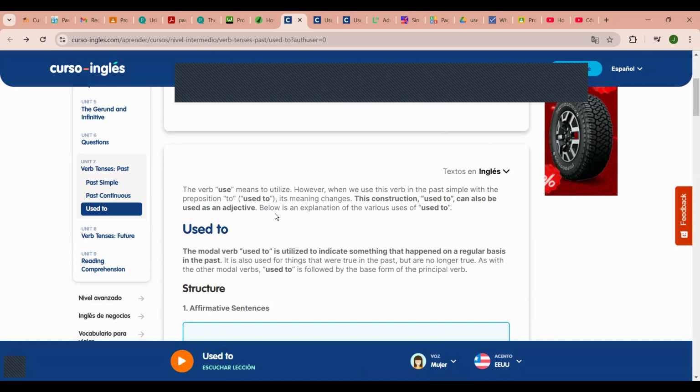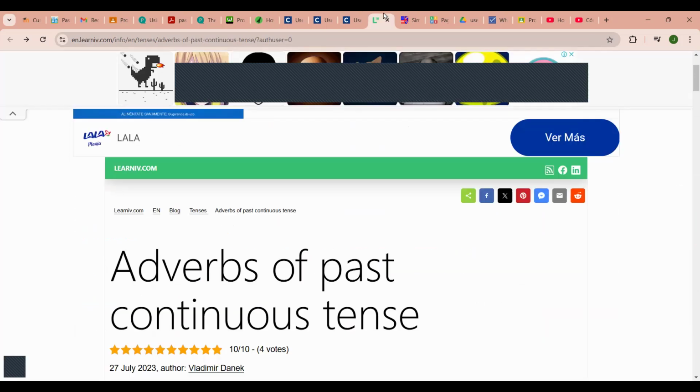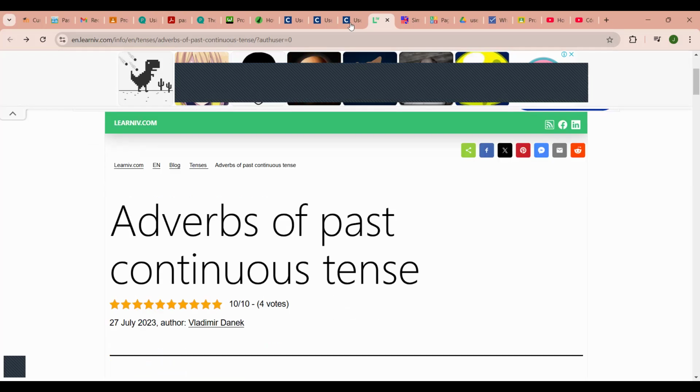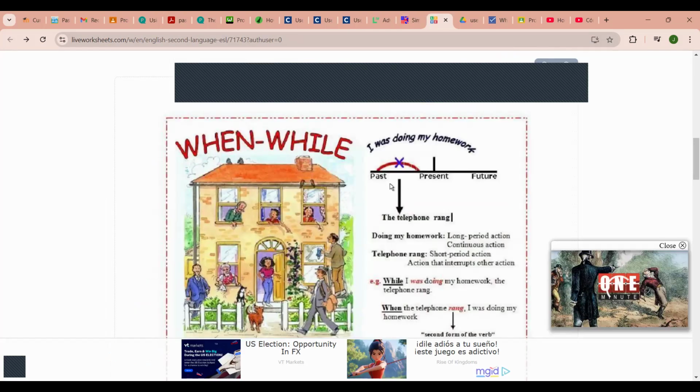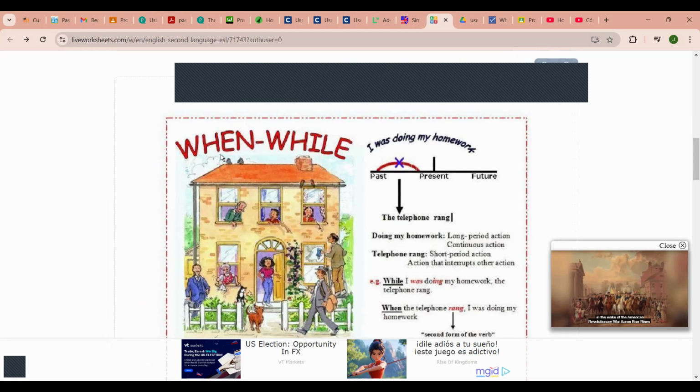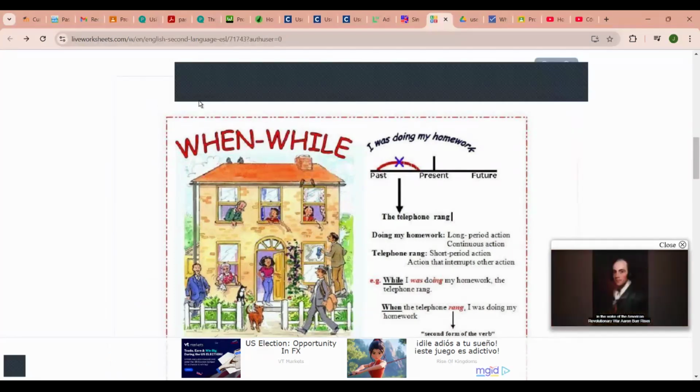Before we come here, though, I'll also make sure to send you adverbs of past, so other words you can use for the past. I'll also send you when to choose between the past simple and the past continuous, explanation here, exercises over here, how to differentiate when to use cuando, when, and while, mientras, in English.